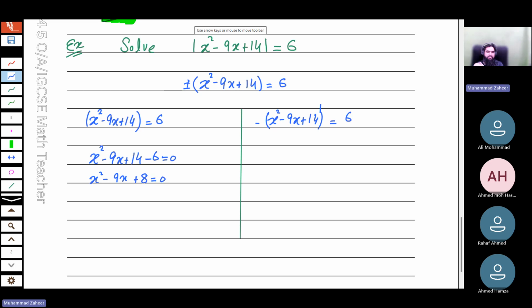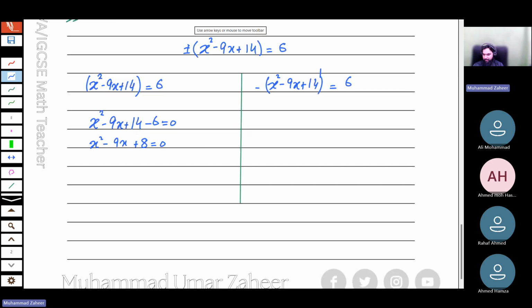Now look here, it's a simple quadratic equation. It's up to you which method you use to solve this quadratic equation. You can use the quadratic formula, you can use middle term breaking if it is possible, factorization, or completing the square. And I think the middle term breaking is possible.